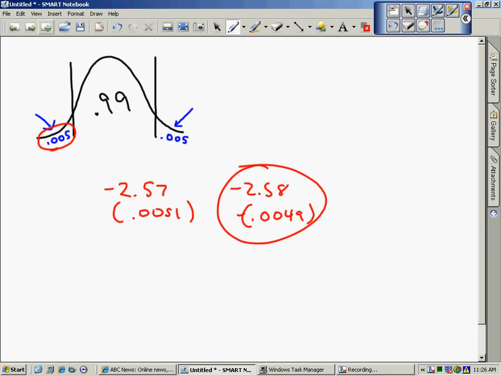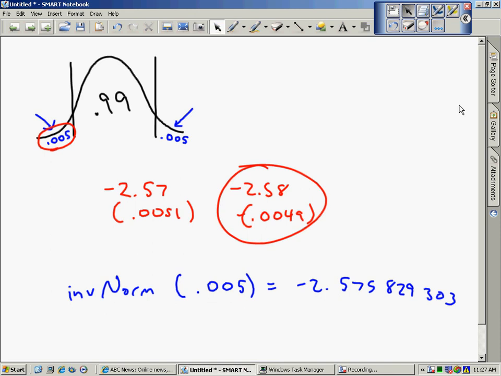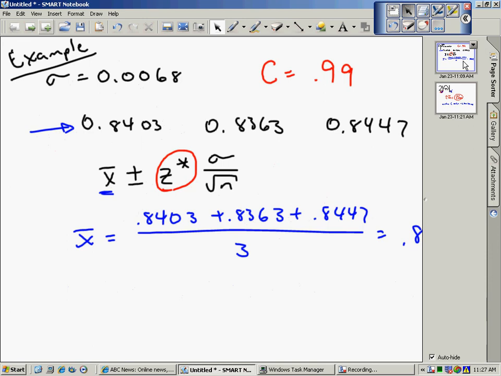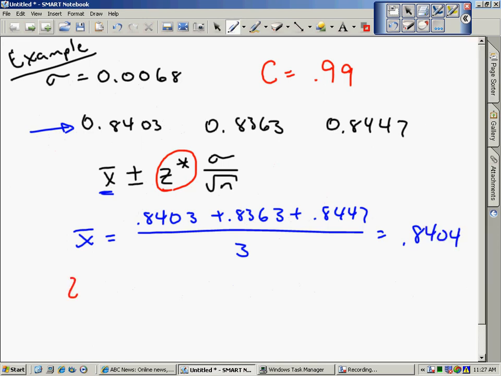If you're someone who uses your calculator, you could do inverse norm 0.005. That inverse norm is under the distributions menu. And when you do inverse norm 0.005, you get negative 2.575829303, which rounds off to the value that we've chosen. When you use a z star, you're only concerned with a positive z star. So this z star value right now is going to be 2.58.